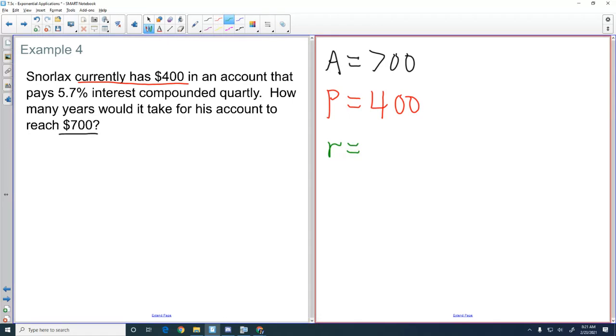R is the rate. Just look for the percentage. So that's right here, 5.7. But don't write down 5.7. You want to move the decimal two spots to the left. 0.057.